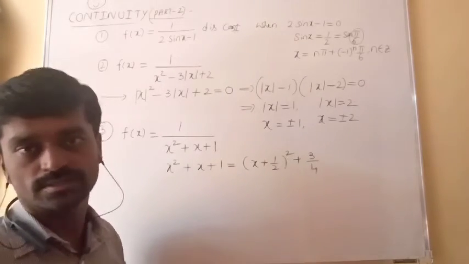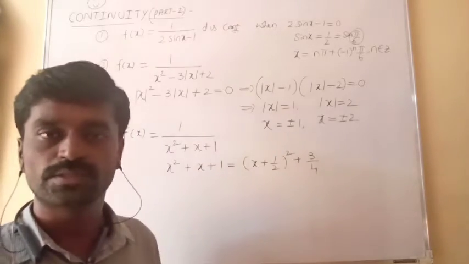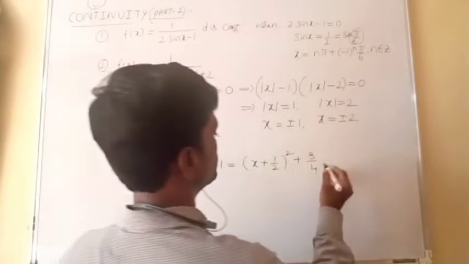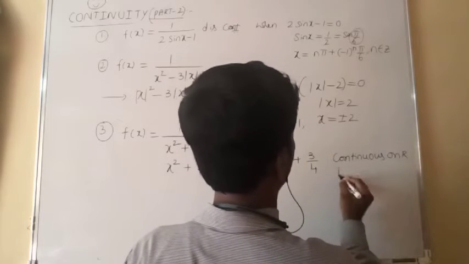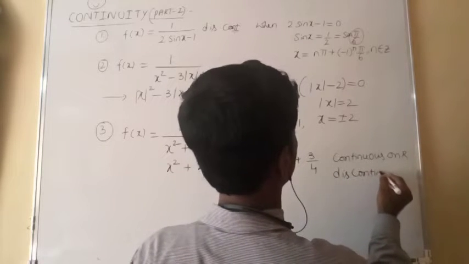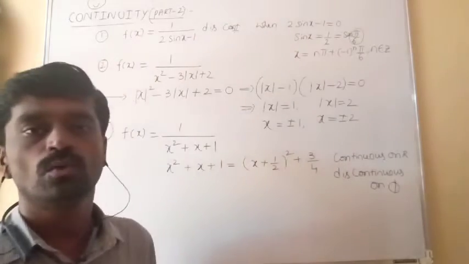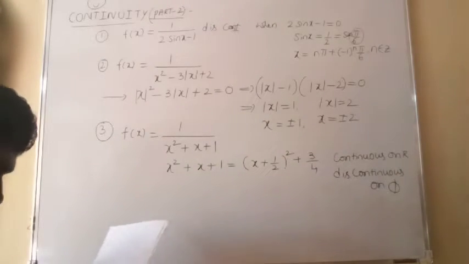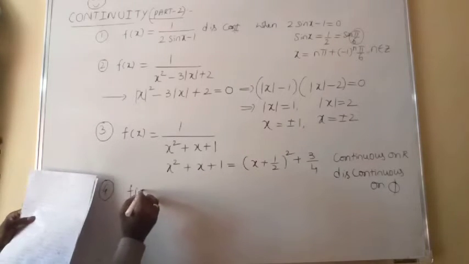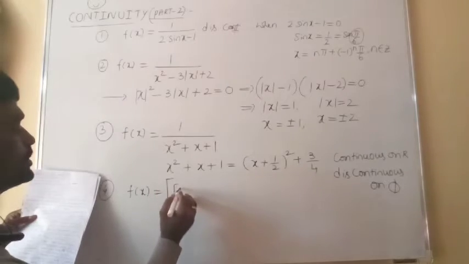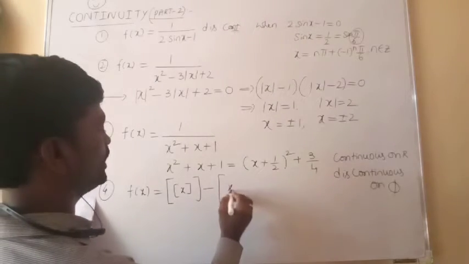This function is never discontinuous means this function is continuous everywhere. That means it is continuous on R and discontinuous on the empty set phi, because this is nowhere discontinuous. Next, one more interesting problem. f of x is equal to step of x minus step of x minus 1.